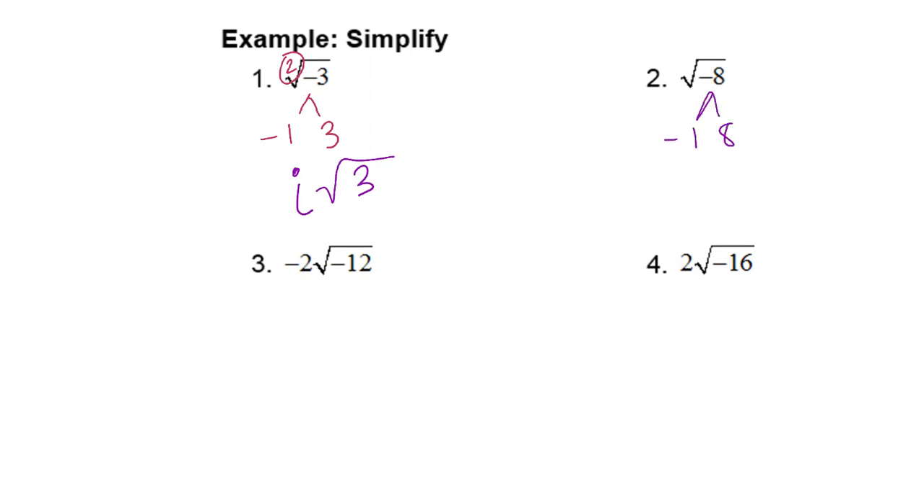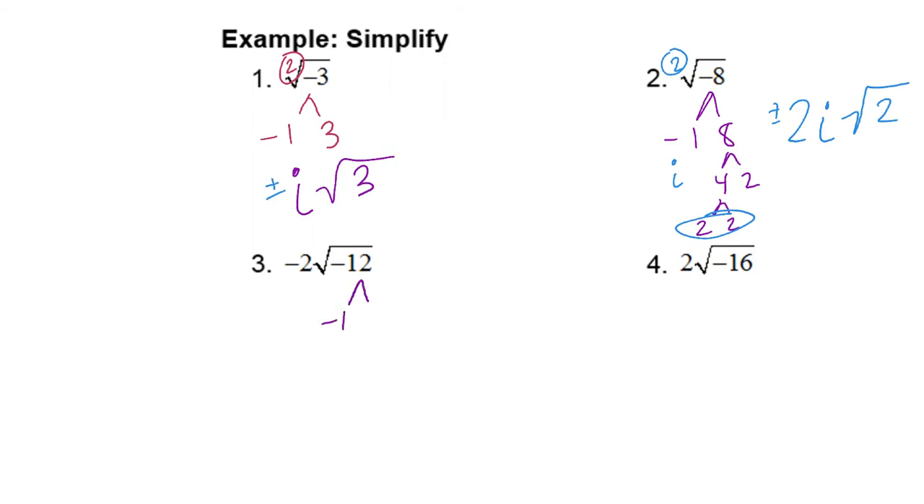All right, number 2. Draw that out: negative 1 and 8. We can split 8 up into 4 and 2, and 4 is 2 and 2. It still has an index of 2, so I need a pair. And this negative 1 is going to become i. So we get 2i root 2. These really should have a plus or minus in front of them. We're going to talk a lot more about that when we get back from spring break, when we talk about the quadratic formula.